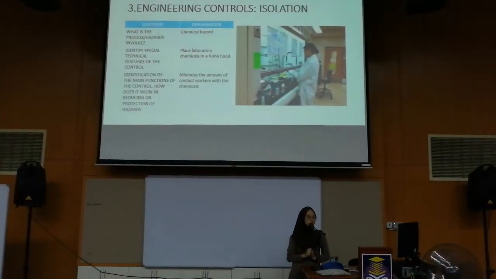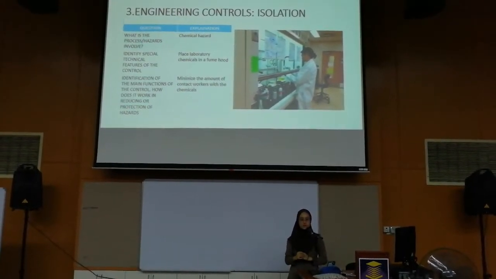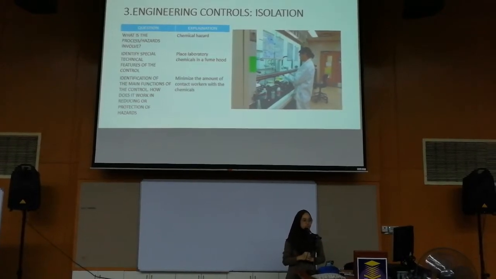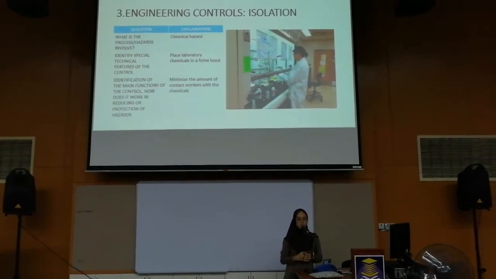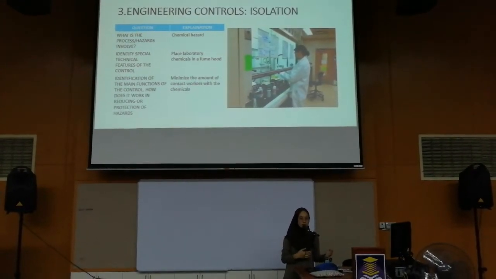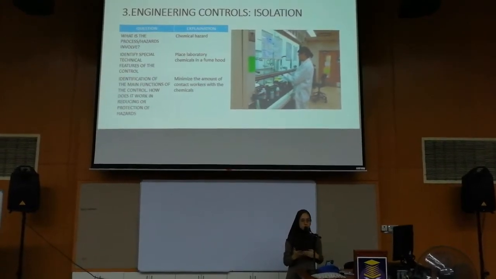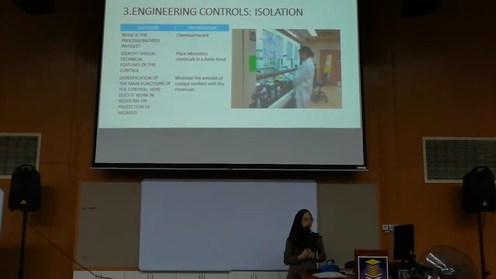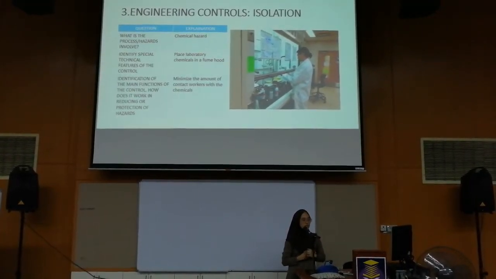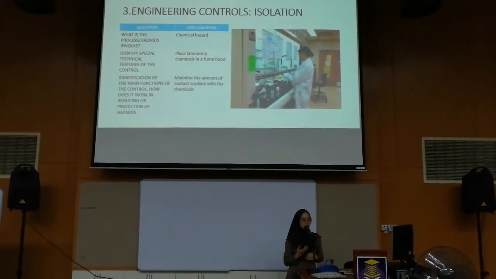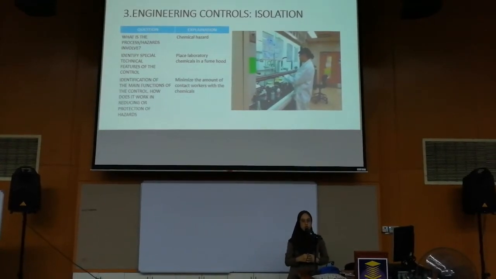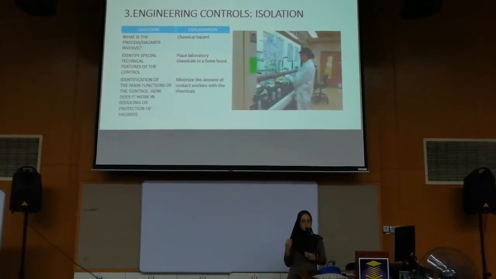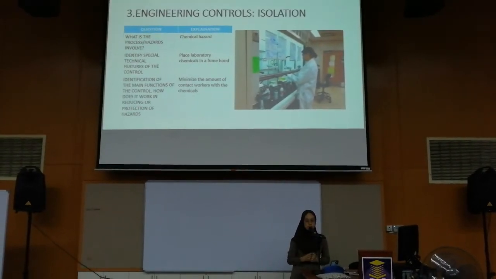Next is engineering control, isolation. The hazard involved, as in this picture, is chemical hazard, which frequently happens in our laboratory, where we are exposed to chemicals which then give hazard to us. So how to control this is by placing laboratory chemicals in a fume hood. This can control by minimizing the amount of contact workers have with the chemicals, so that we will not be exposed to chemicals which then give bad effects to us. Thank you.